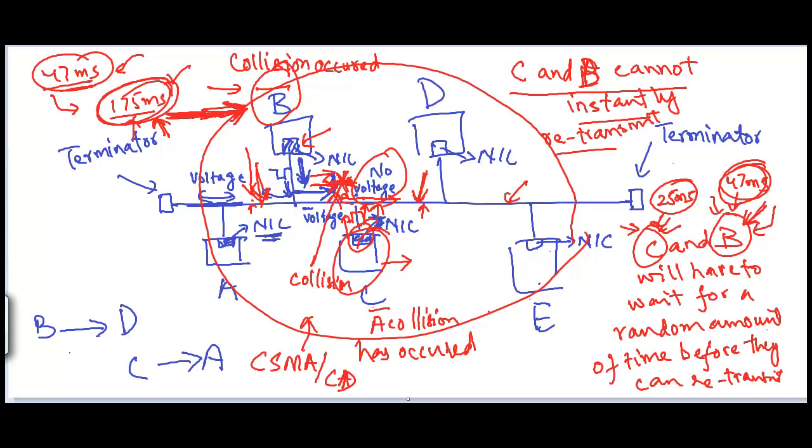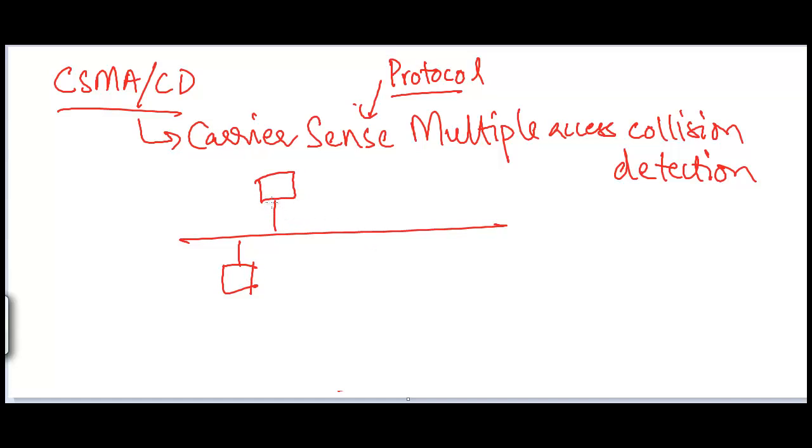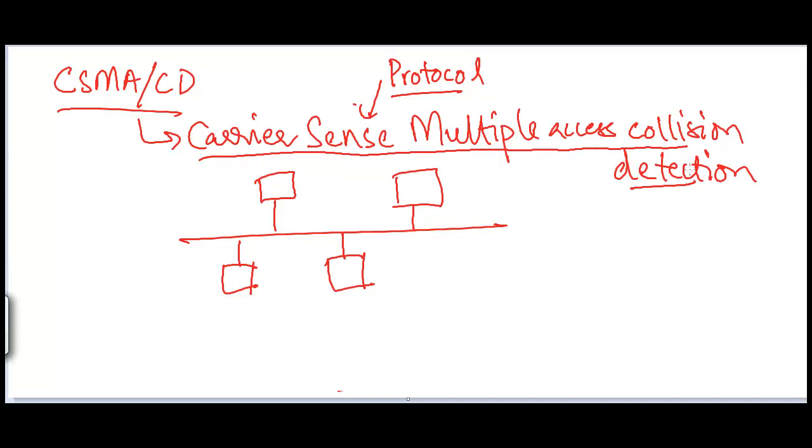Let me clean up some space. So CSMACD stands for Carrier Sense Multiple Access Collision Detection. This is a protocol, a rule, that is followed when transmission is made. When you have to transmit on a local area network that has bus topology, then this is the protocol that is followed. If a collision occurs, wait for a certain amount of time, then retransmit. The concept that I explained is called carrier sense multiple access collision detection.